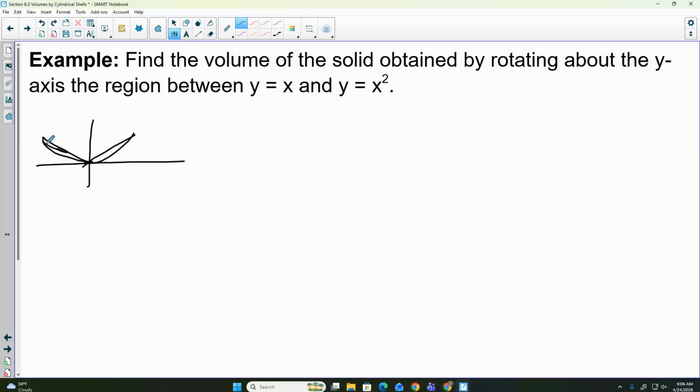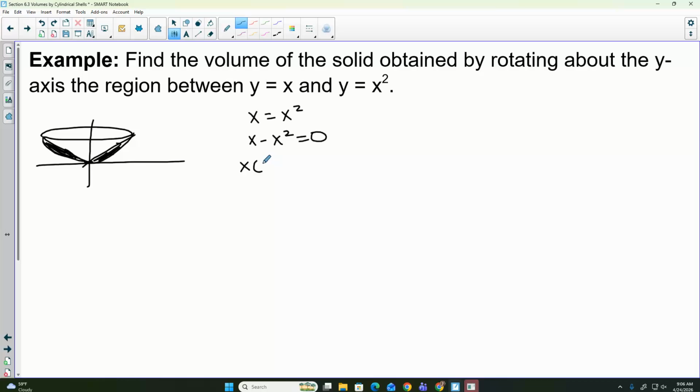Now, would I have to use shells to find this type of volume? No. Couldn't we use the washer method here, outside minus inside? Absolutely. This is just another technique for more complex problems that sometimes couldn't be solved another way. So if I were doing this by shells, we still need to know where these curves meet. That's at 0 and 1, so we're going to integrate from 0 to 1.